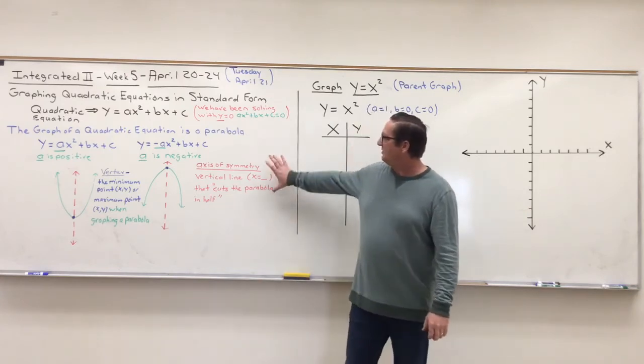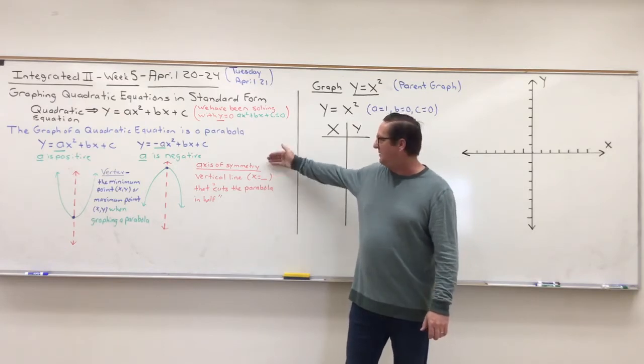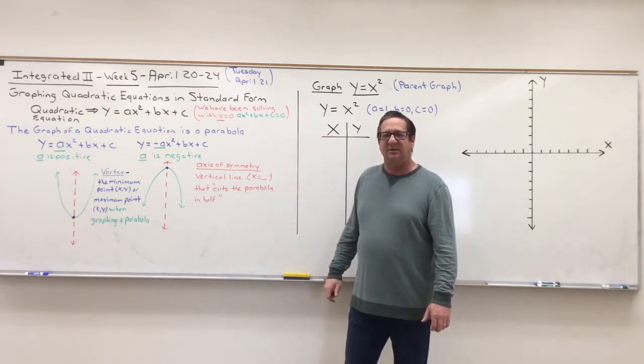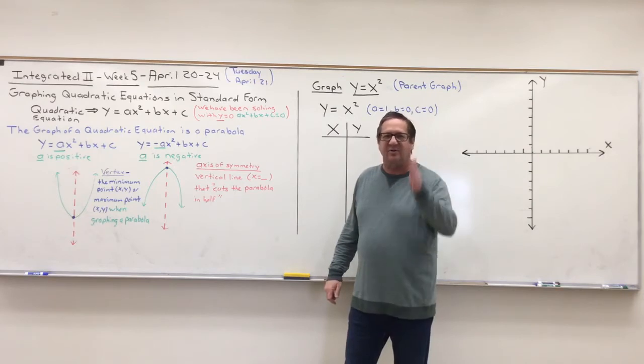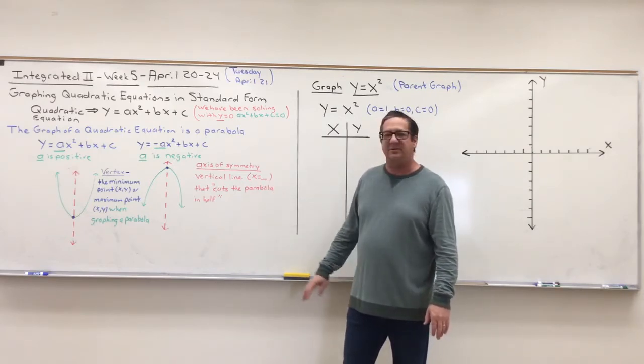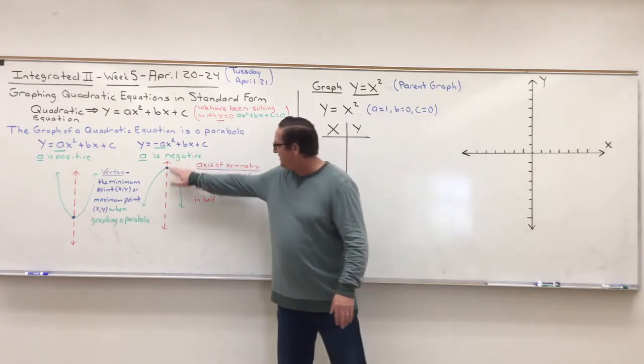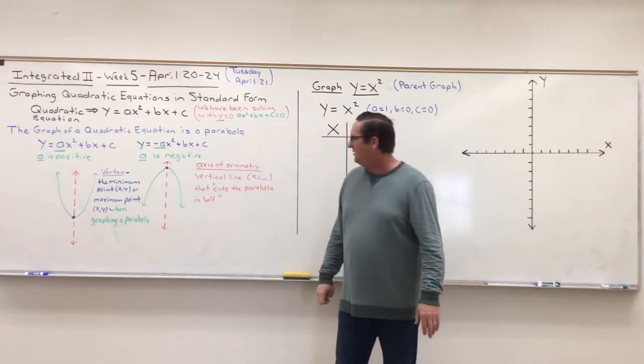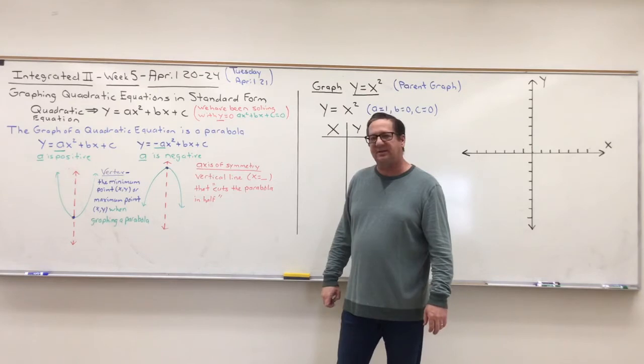And the other thing we're going to learn that ties into this is something called the axis of symmetry. That imaginary line, just like the Earth's axis. It's an imaginary line that cuts the parabola in half, so it's a vertical line, and you can see I drew it in here in red so that you can see it.